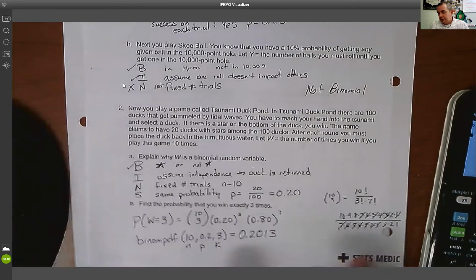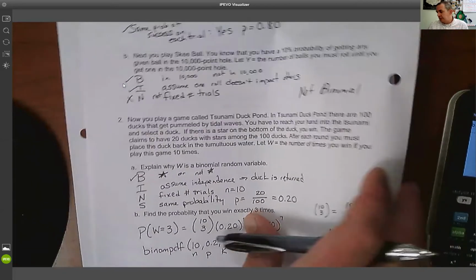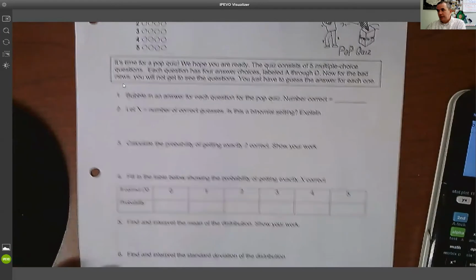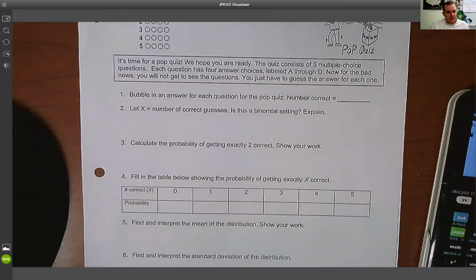So that's the beginning of what we talked about in binomial setting. So I'm going to do another one where we're going to actually do a little bit more practice. We're going to go through this. So we'll do that in a separate video.